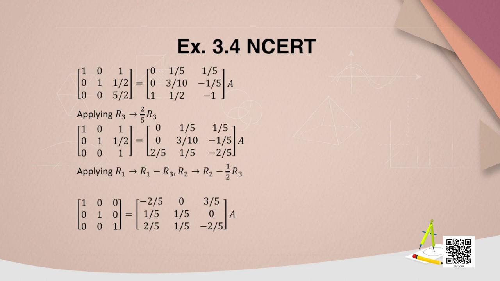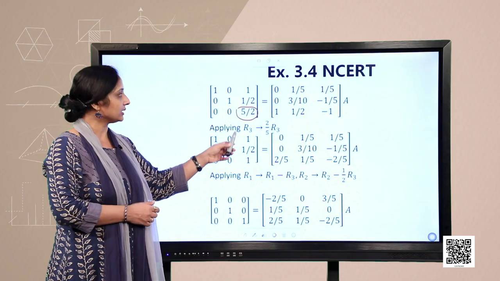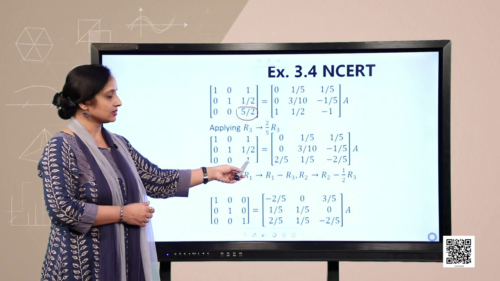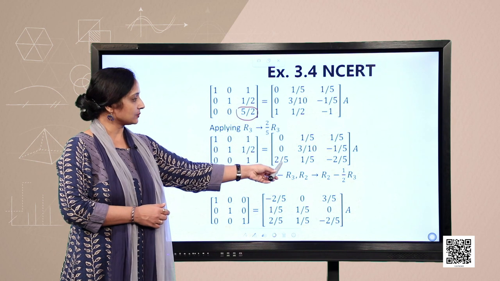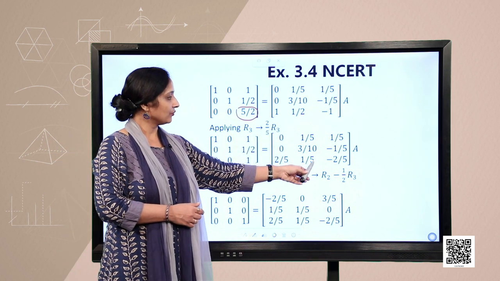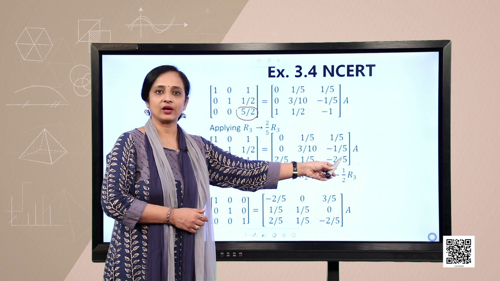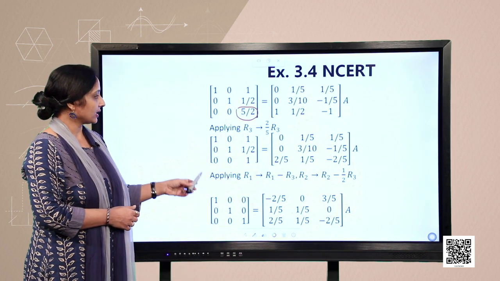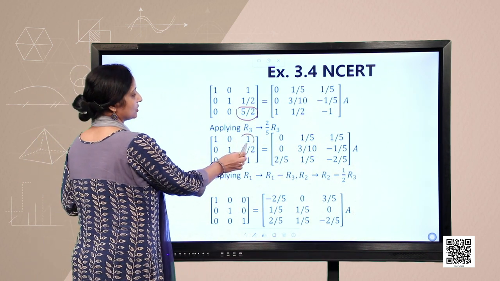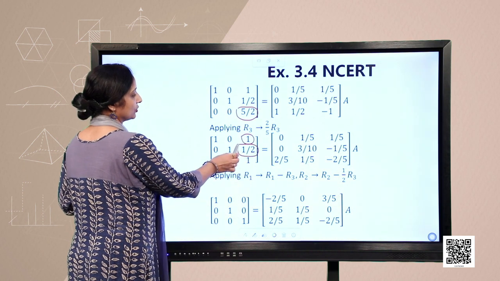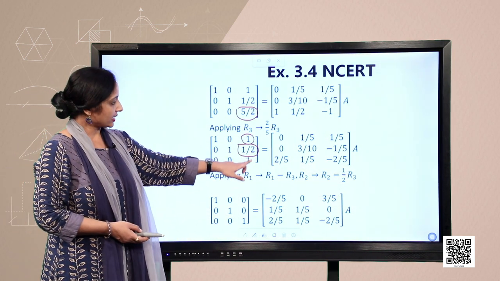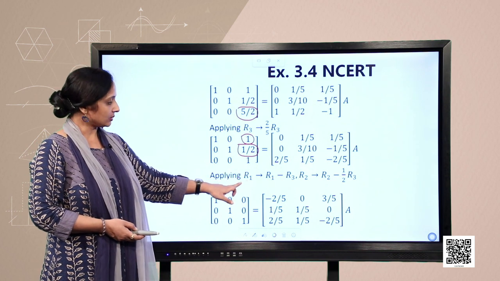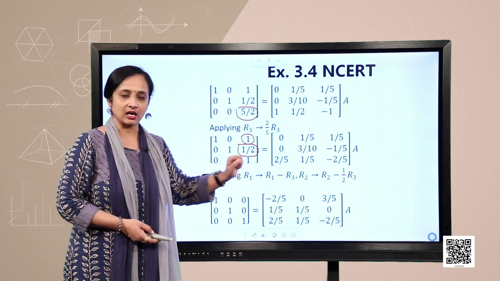This is the previous step. The next step is to make this element 5 by 2 as 1. For that, we are going to multiply this row 3 by 2 by 5 so that this element becomes 1. These elements become 2 by 5, 1 by 5, minus 2 by 5 respectively. After that, next step is to make this one 0 and make this half also 0. 1 minus 1 will give me 0. That means R1 changes to R1 minus R3.